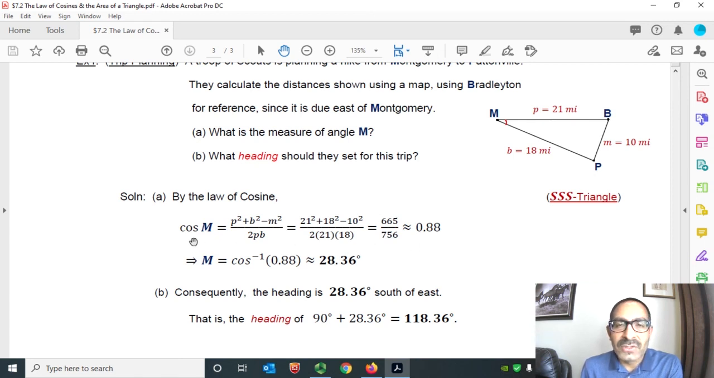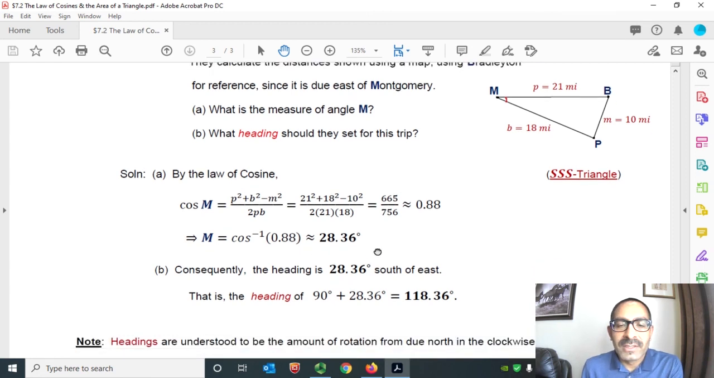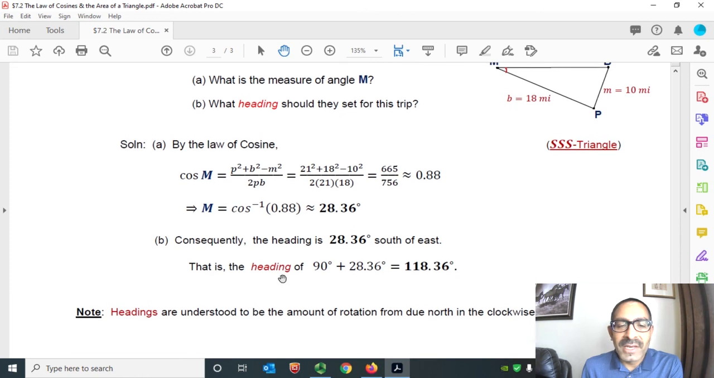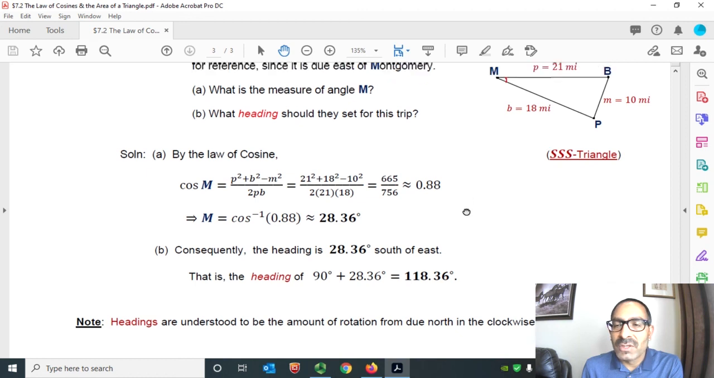Then apply the cosine inverse to both sides. Then we will get M equals cosine inverse of 0.88, which is approximately 28.36 degrees. Awesome. Now part B. So consequently, the heading is 28.36 degrees south of east.